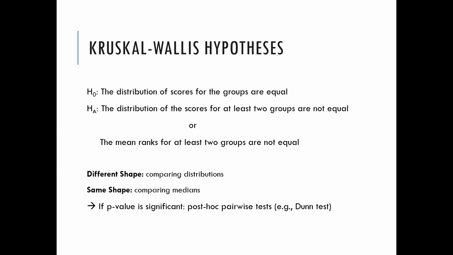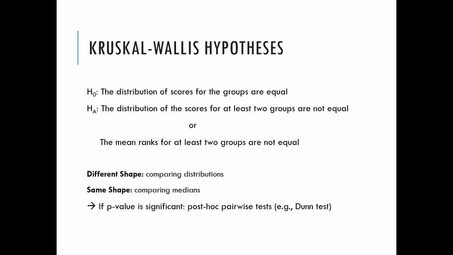So, okay, similar to the rank sum test, the null hypothesis is that the distribution of scores for the groups are equal. If the distributions have different shapes, then the alternative hypothesis is that the distribution of scores for at least two groups are not equal. And I think I may have had a typo in the pre-recorded lecture, so I've corrected the alternative hypothesis. So it's just similar to the ANOVA. It's like this omnibus test.